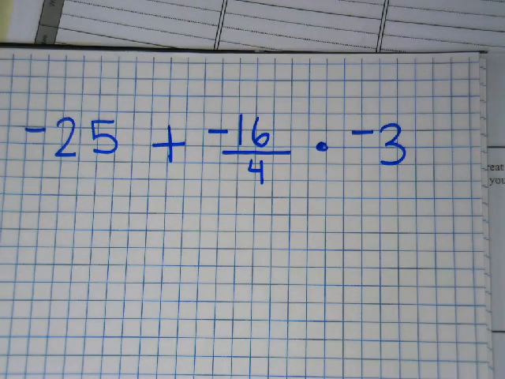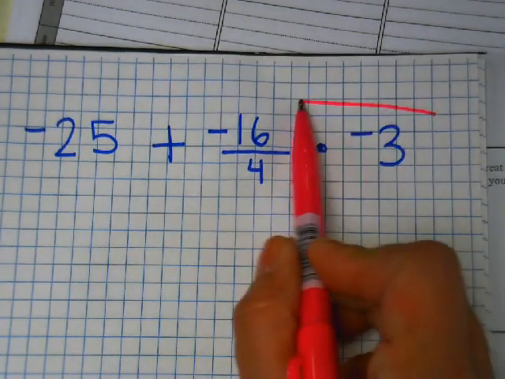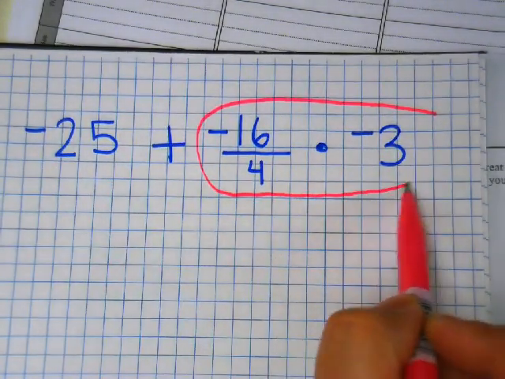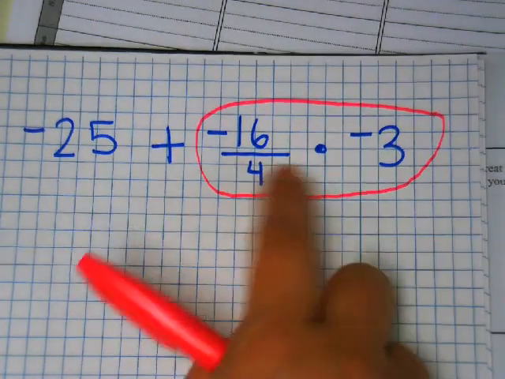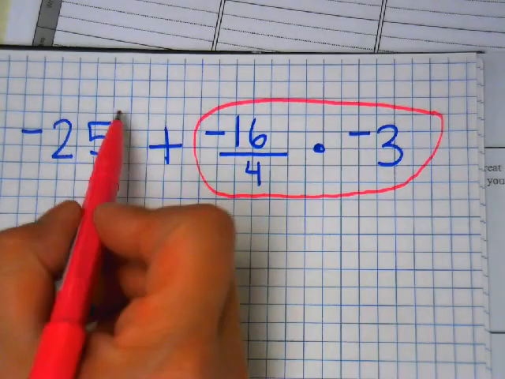Is it like negative 3? Yep. Do we circle the 16 divided by 4 together? Yeah, so we gotta circle all of this together because the only thing that breaks it up is addition and subtraction, and there's no addition and subtraction in the middle. So you circle it all together. And what does that mean?